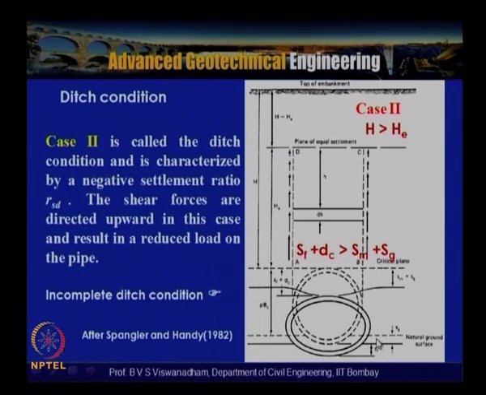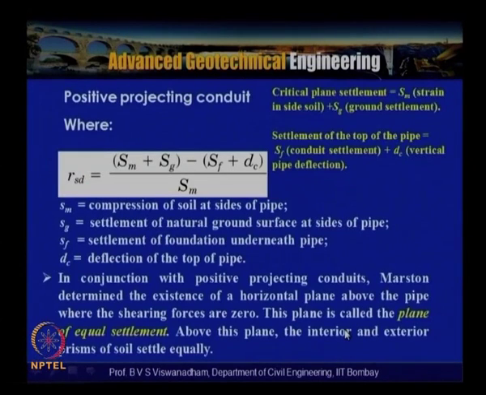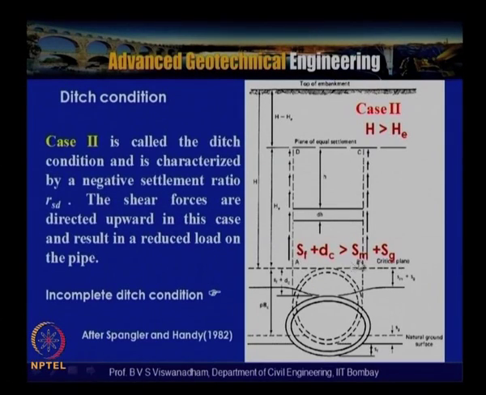SM is the compression of soil at the sides of the pipe. SF is the settlement of the foundation underneath the pipe, and DC is the deflection at the top of the pipe.